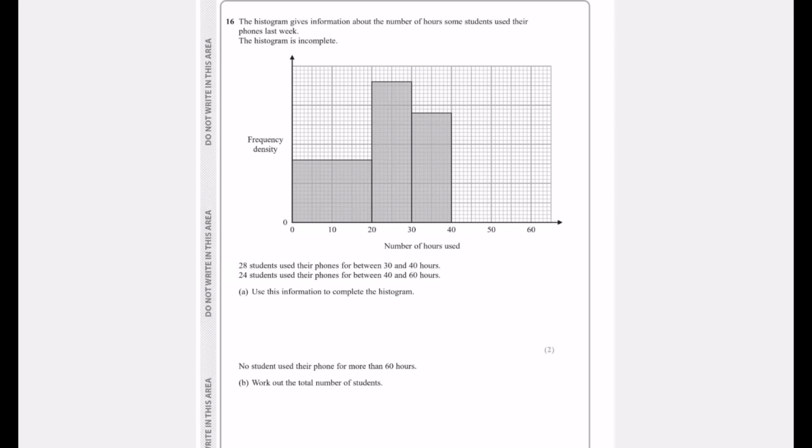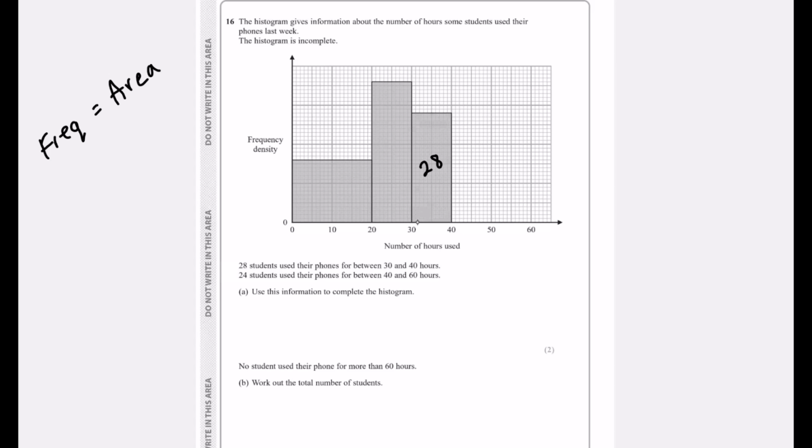Question 16. The histogram gives information about the number of hours some students used their phones last week. The histogram's incomplete. 28 students used their phones between 30 and 40 hours. So this is 28. So the frequency in a histogram is the area. So the area of this bar is 28.